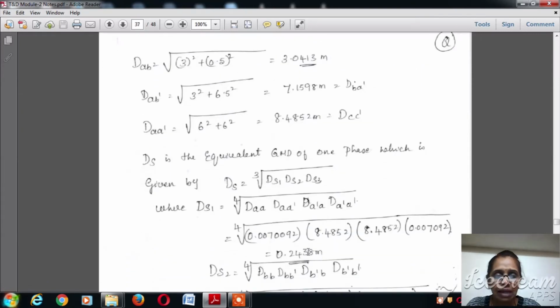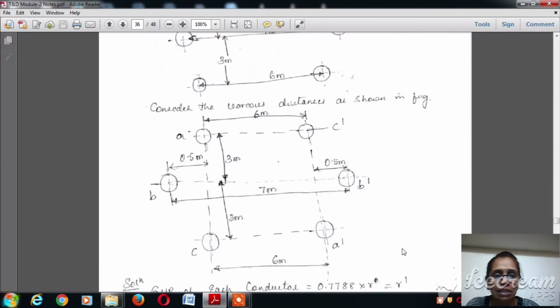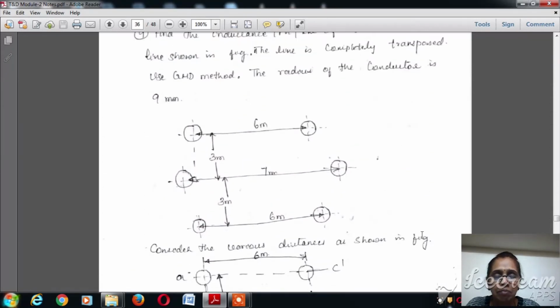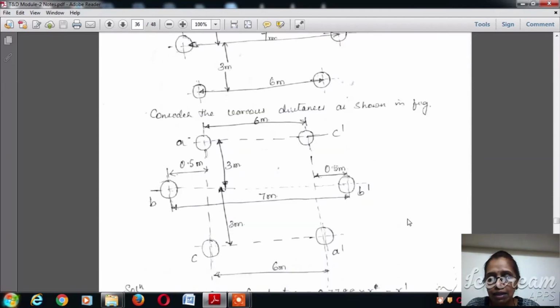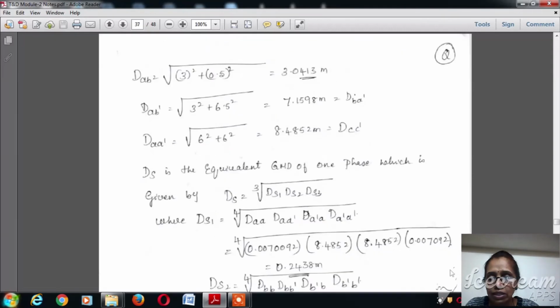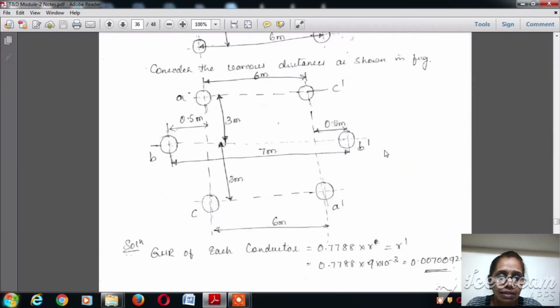Now calculate the GMR of each conductor, that is 0.7788 into r, that is going to give us the r dash. 0.7788 into 9 into 10 to the power minus 3, because in the problem it is mentioned as 9 mm. So it is going to be 9 multiplied by 10 to the power minus 3 meters. So it works out to be 0.7007092.